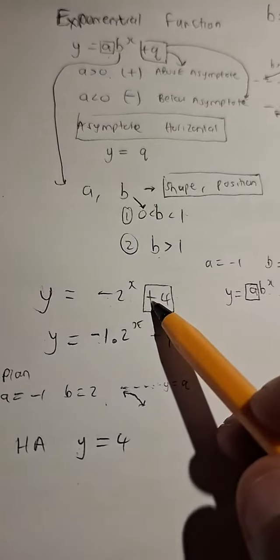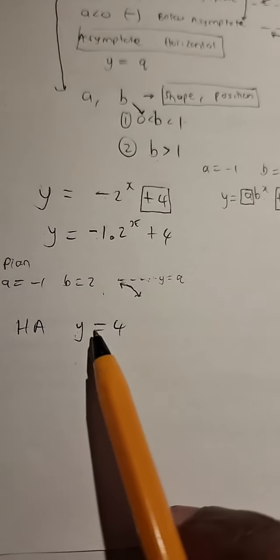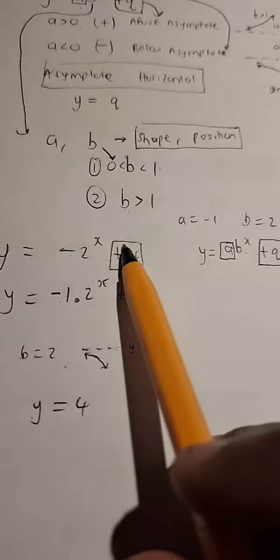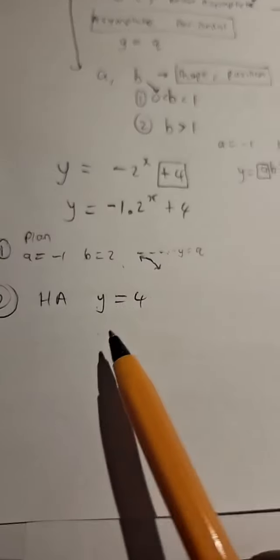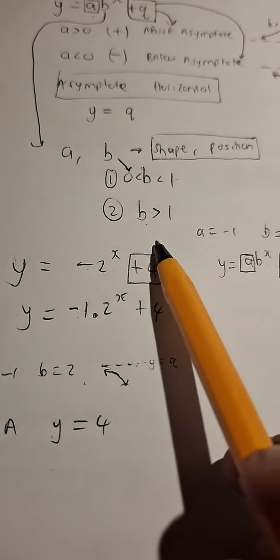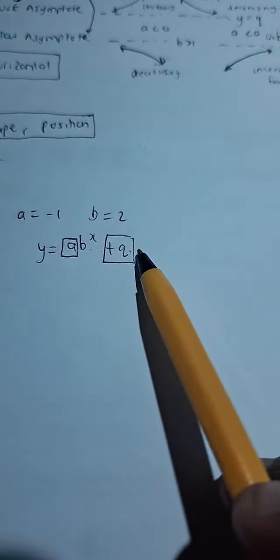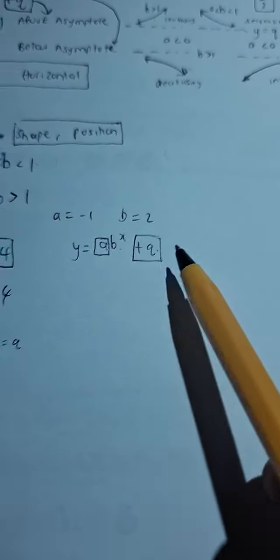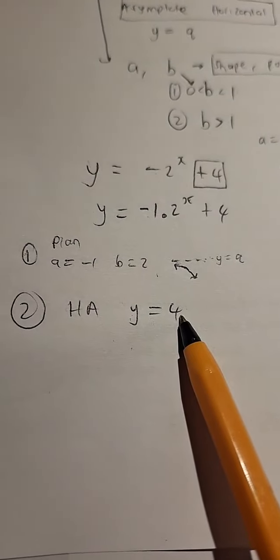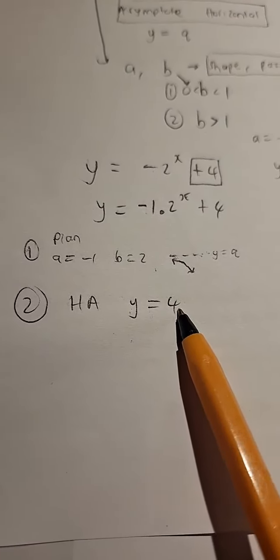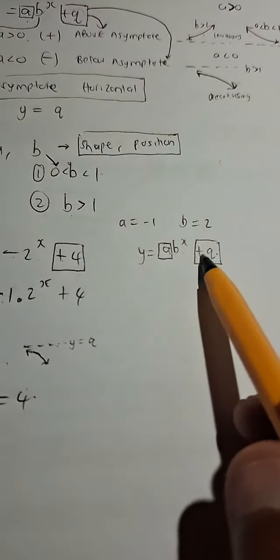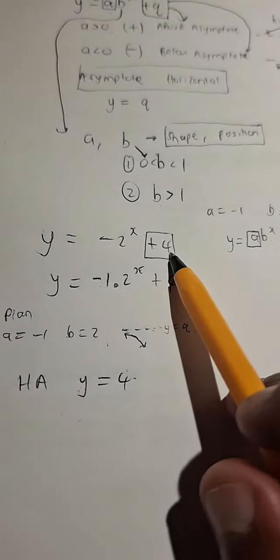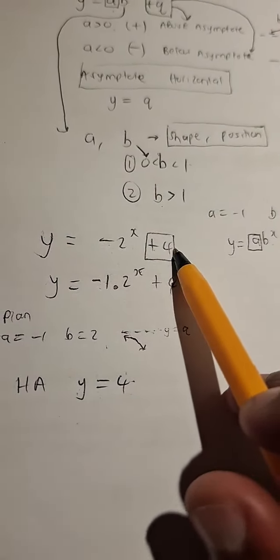How did I get it? Guys, in the place of q, we have 4. So when we write the equation, we are going to write y is equal to 4. If there was a negative 4 here, I was going to write y is equal to negative 4. If there was a negative 2, I was going to write y is equal to negative 2. So remember, the horizontal asymptote is whatever is in the place of the q value. So I say y is equal to 4. I hope we are together here. My value of the horizontal asymptote is given by that q value, whatever it is. Here we have 4.